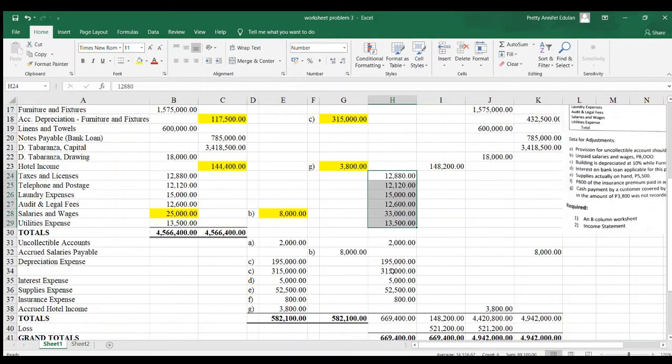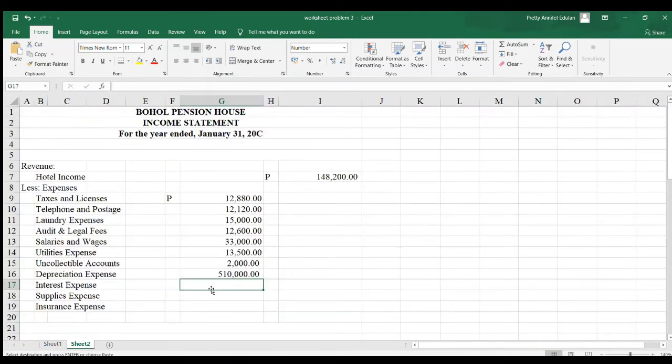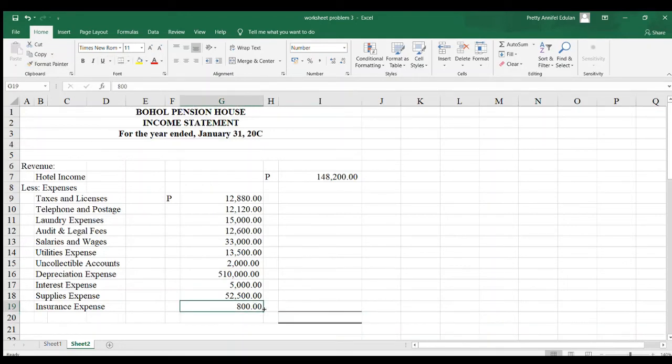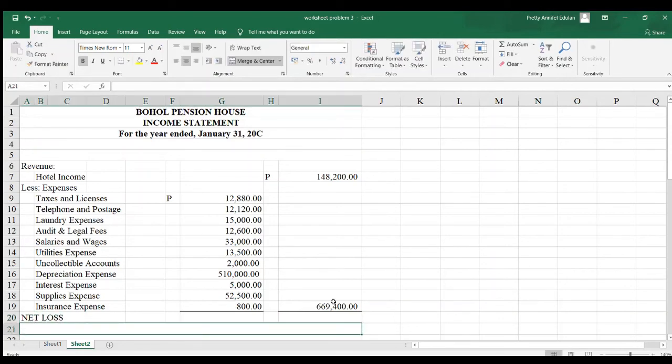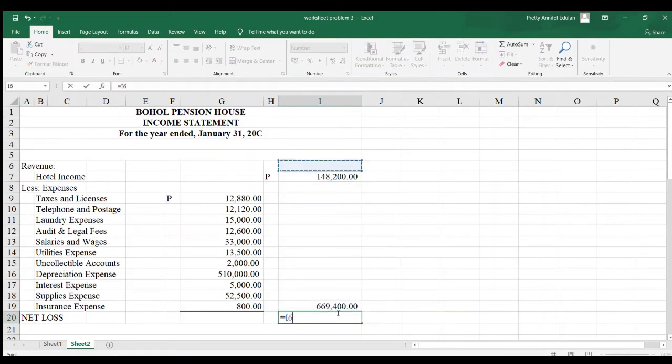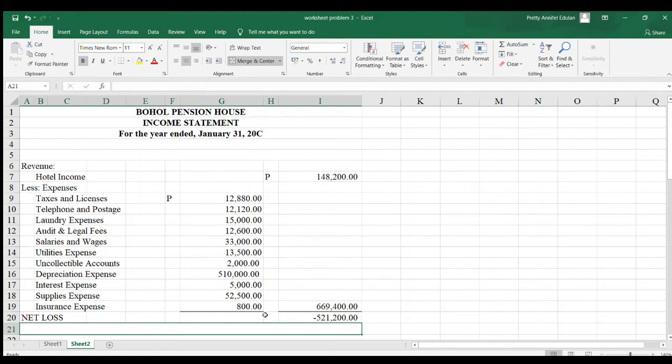We have the interest expense, this one. We could simply copy it. So this is the total expenses. And this is net loss. So still the same formula. Income minus expense. That is our net loss.